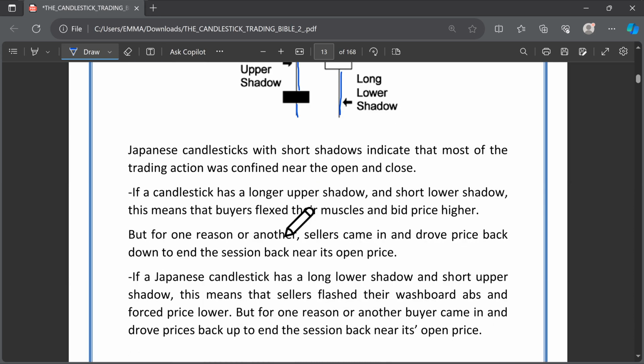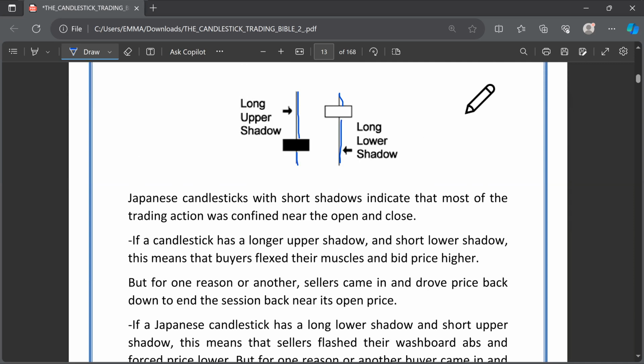Now, Japanese candlesticks with short shadows indicate that most of the trading action was confined near the open and close. So it means that, for instance, when a candlestick forms here and the wicks are very short, prices did not move too high or too low. They just closed around the opening and the closing.